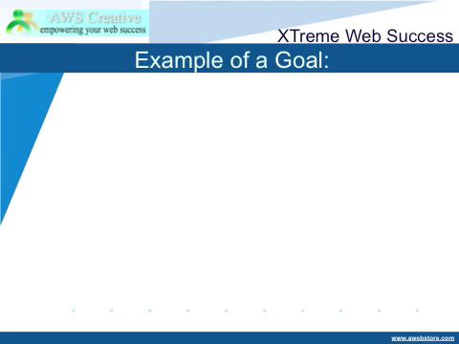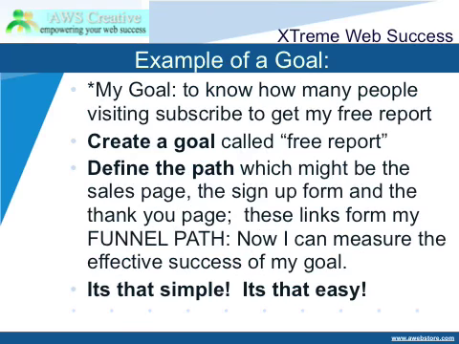Now, for example, if I want to know how many people actually downloaded a free PDF report, I would name the goal free report. The URL I would describe as the funnel path would be the sales page that advertises the report and contains the sign-up form, and then, of course, the thank you page that results once the goal is completed. These URLs then form the funnel path to my goal or the downloading of the free report. It's really that simple, and it's that easy.